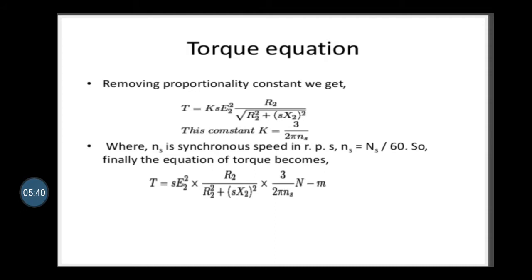Now K is equal to 3 upon 2 pi Ns, where Ns is in RPS, that is revolutions per second, and Ns is the synchronous speed. Now Ns in RPS is equal to Ns upon 60. So finally the equation of the torque will be T is equal to SE2 square into R2 upon R2 square plus SX2 square into 3 upon 2 pi Ns, in Newton meter.